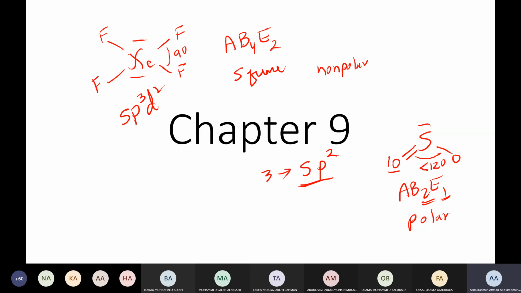Next, let's talk about this oxygen. The molecular shape will be V shape, or bent. What's the electron domain of this oxygen? AB1E2. What's the electron domain shape? Trigonal planar, but we don't see it. I don't care about it. Now, my question is, what's the hybridization of the oxygen?